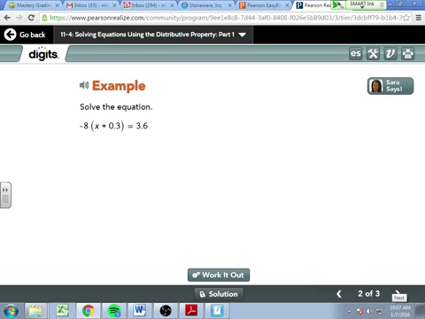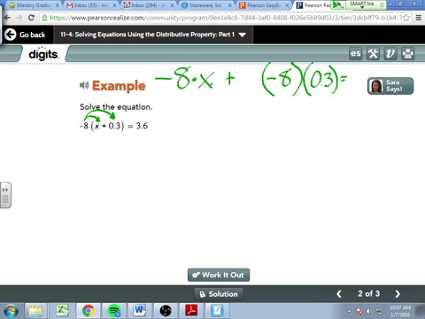So first thing here, draw the arrows. -8 to the x, -8 to the 3/10. I'm going to bump over so I have a little bit more room. So that gives me -8 times x plus between them, -8, I'm going to put that in parentheses just because it's a negative, times 3/10. That's going to equal my 3.6.